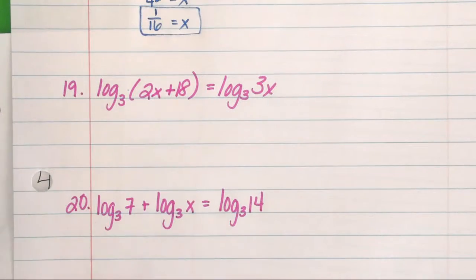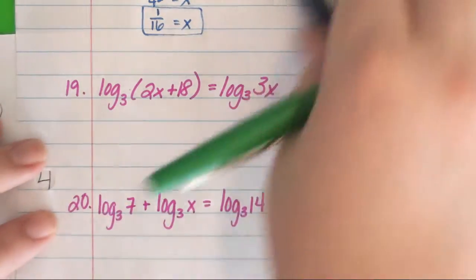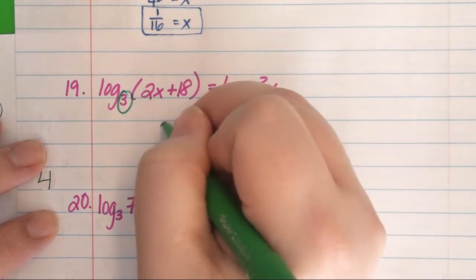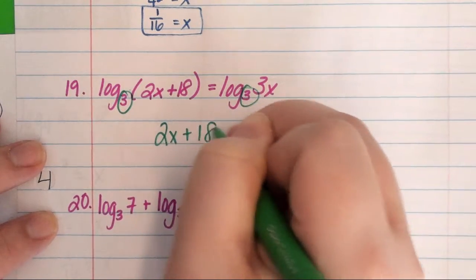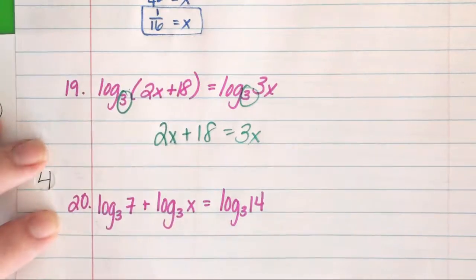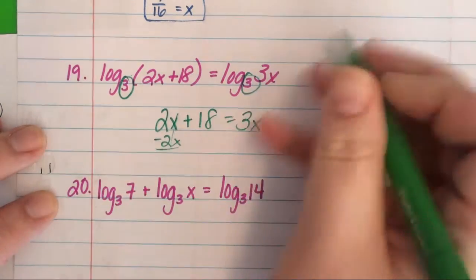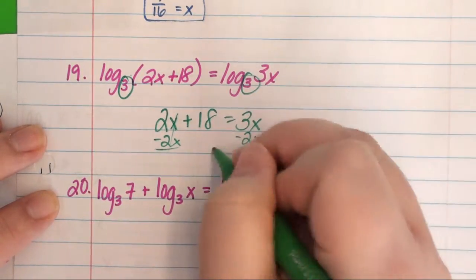Okay, number 19 has to deal with rules of logarithms. And the problem with it is that some of us don't know our rules. If we're trying to handle this one, they both got the same base. So we're just going to set 2x plus 18 equal to 3x. Thank you for having the same base. Makes life easy. When I subtract 2x from both sides, I get 18 equals x.